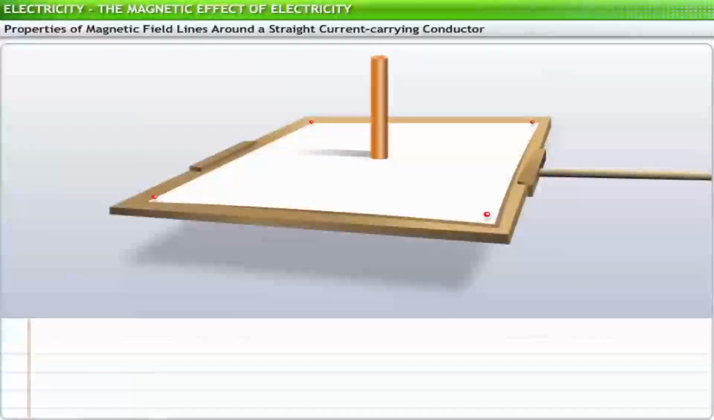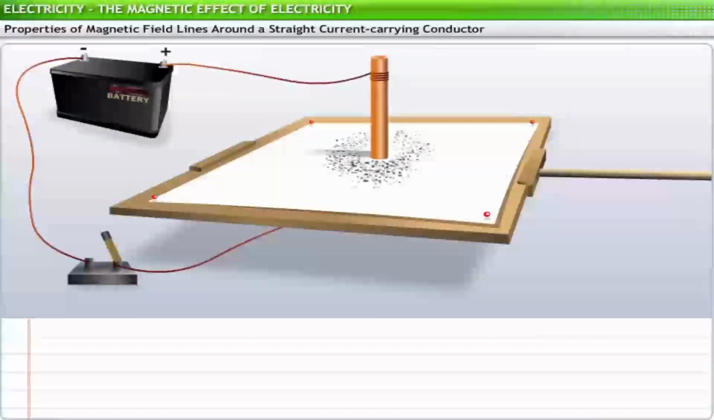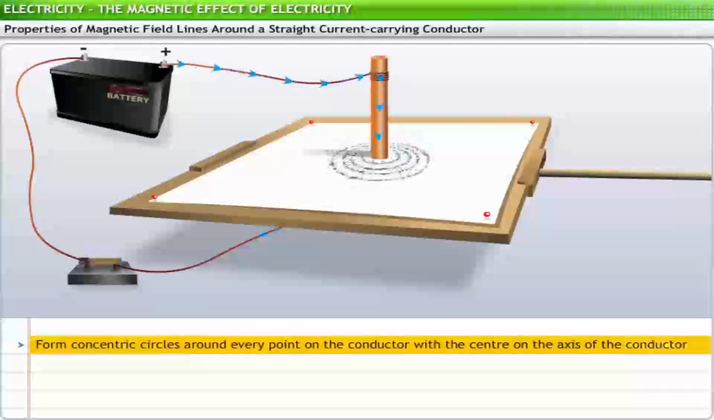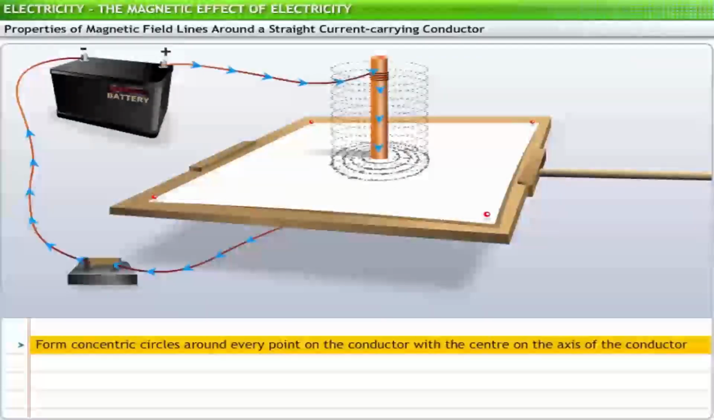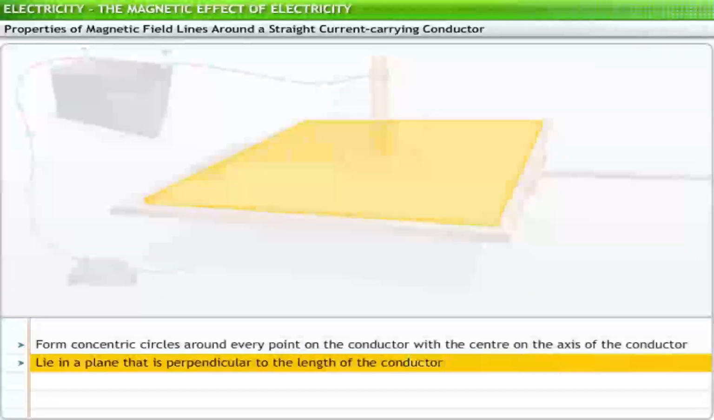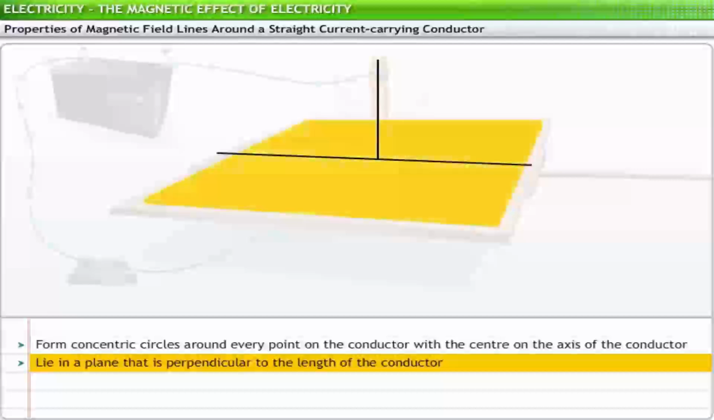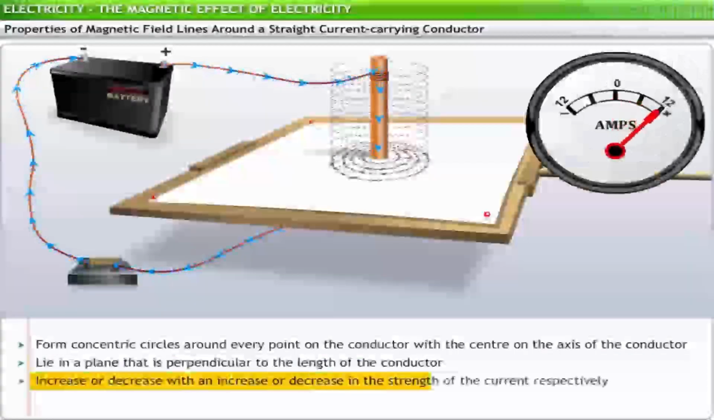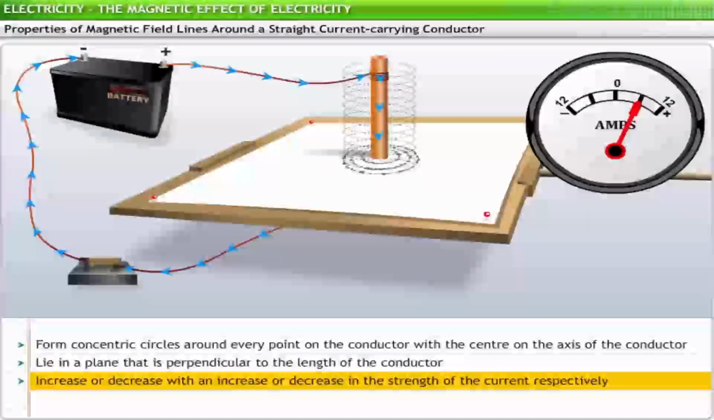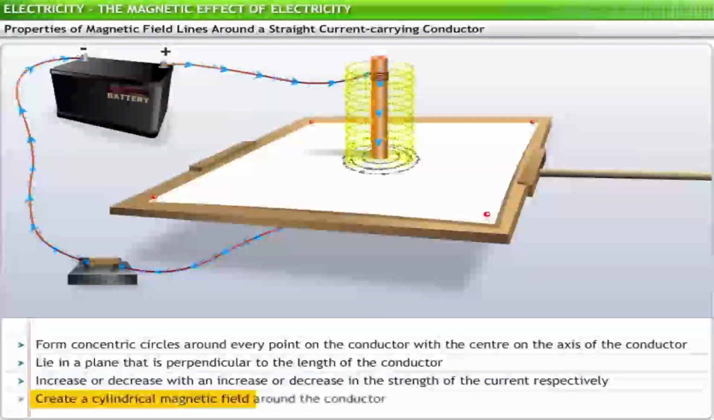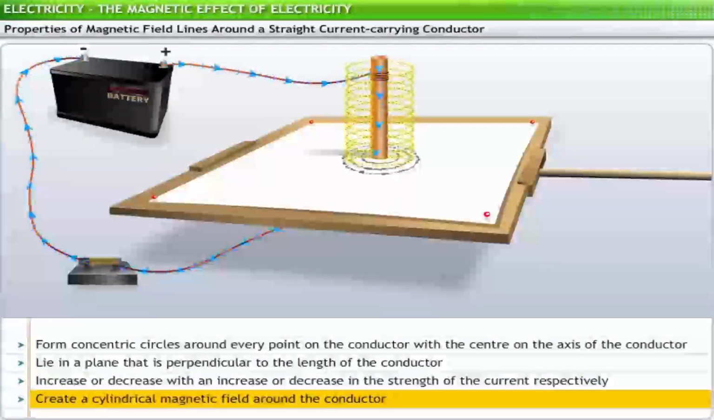In general, magnetic field lines around the straight current-carrying conductor form concentric circles around every point on the conductor, with the center on the axis of the conductor. They lie in a plane that is perpendicular to the length of the conductor, increase or decrease with an increase or decrease in the strength of the current respectively, and create a cylindrical magnetic field around the conductor.